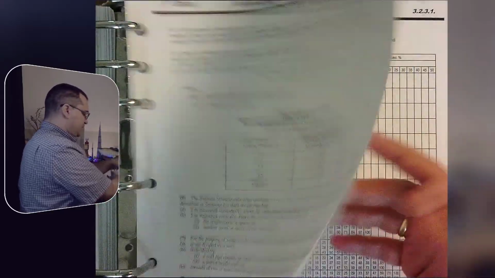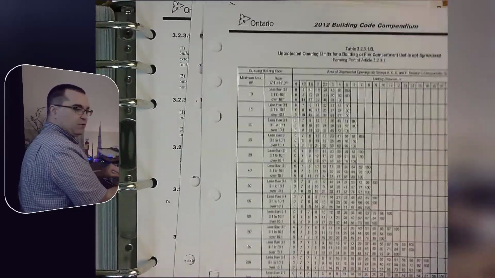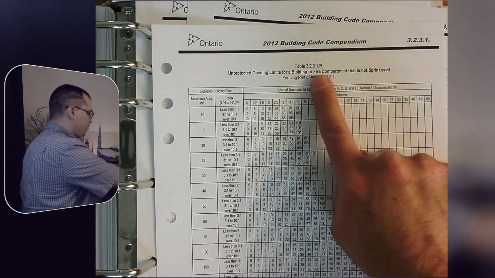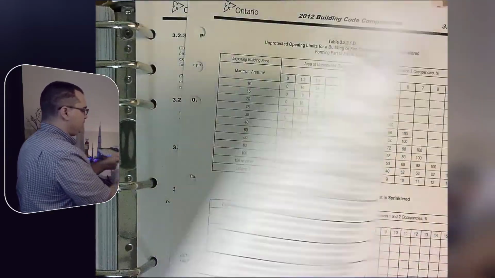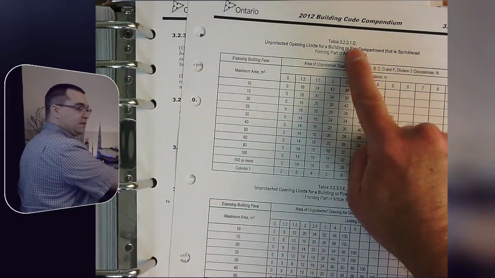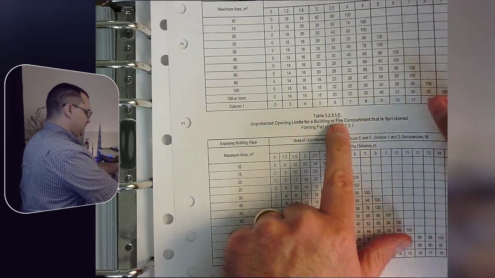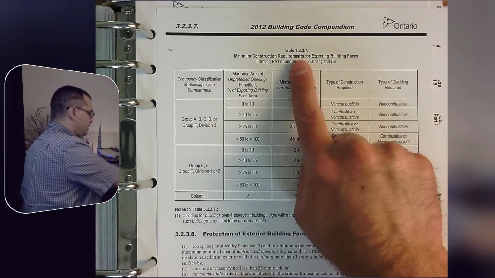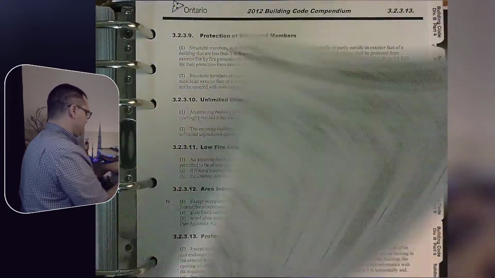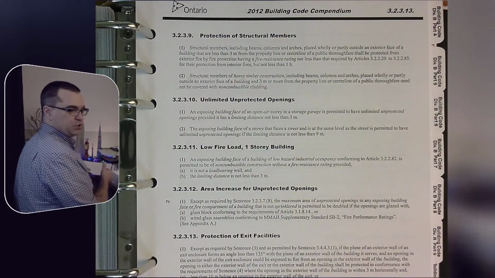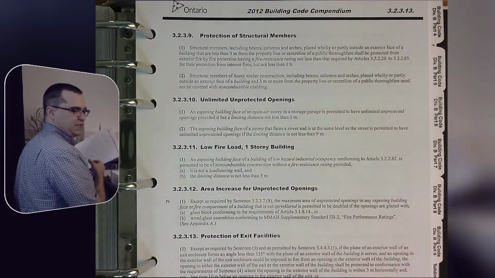And I've already taken out the tables themselves. I have them here. There is 3.2.3.1b, C, D, and E. And furthermore, there's also this table here, 3.2.3.7. Okay, just gonna bring them over to the main screen.